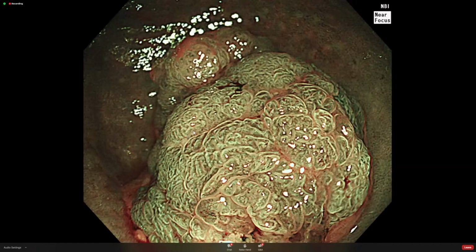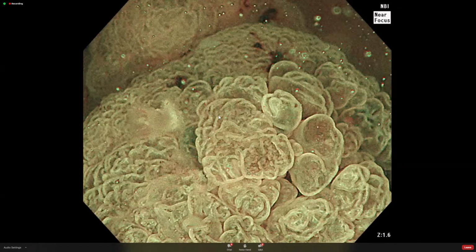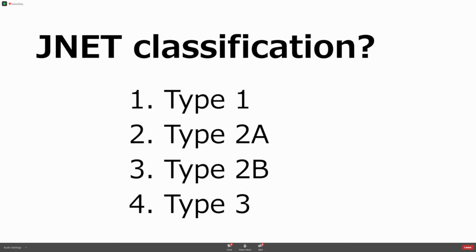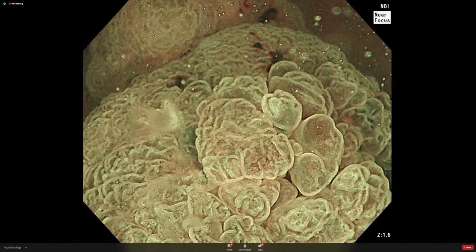Next, this is the NBI, and this is the underwater NBI with magnification. What is the JNET classification in this case? Please vote on the JNET classification. Mainly about the regular pattern, I think. Okay, 63% chose type 2A, but almost 30% chose type 2B. Thank you. I think it is slightly difficult to differentiate type 2A and type 2B, but I think the irregularity of the surface pattern was not so high. So we diagnosed this surface pattern as type 2A.